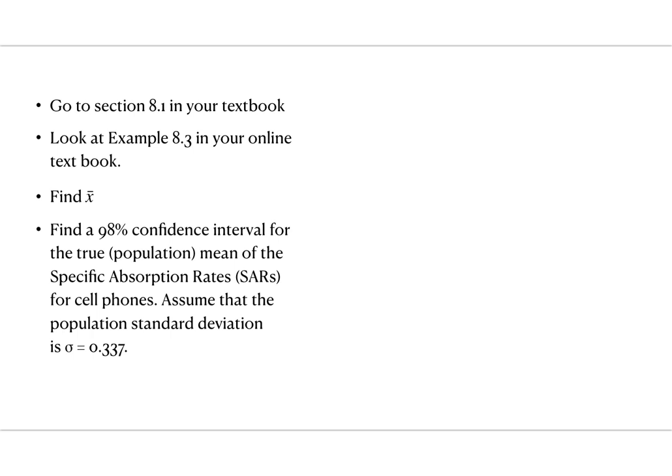Oh, yeah, so I want you to start in section 8.1 of your textbook. In a minute, I'll pull it up here in case you somehow haven't been accessing your textbook up until now, which would not be good since we're in chapter 8 already. But if you go to section 8.1, there's an example 8.3 in your online textbook. You're going to need to find the average of the data set for that, and then construct a 98% confidence interval for the true population mean for what are called specific absorption rates. It'll make sense when you read it, for cell phones. And assume that the population standard deviation sigma is 0.337.